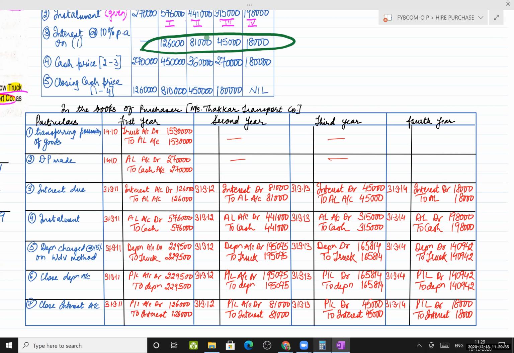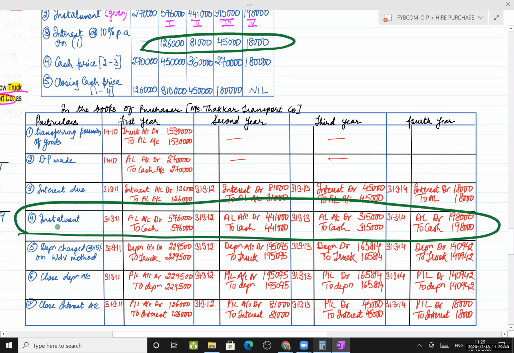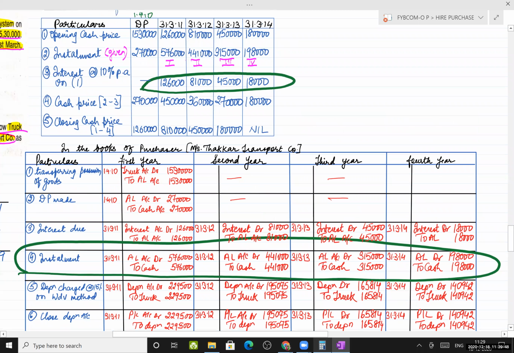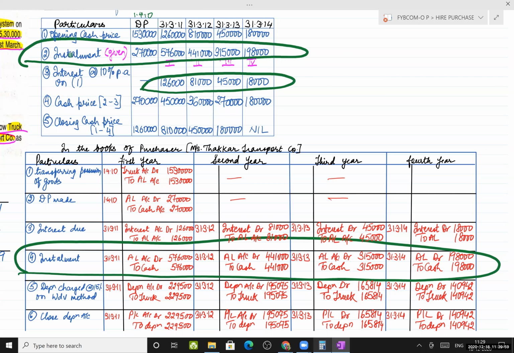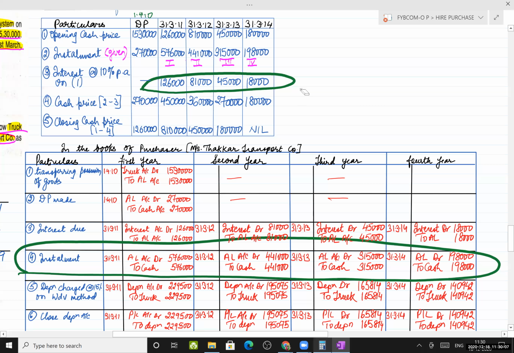Then next is installment. Same thing. Journal entry will remain same. Again, only the date and the installment amount will change. Okay. The installment amount is here, in the working note: 5,76,000, 4,41,000, 3,15,000 and 1,98,000. I hope I'm clear with the third and the fourth step. So once both the working notes are correct, you just have to copy paste the figures.